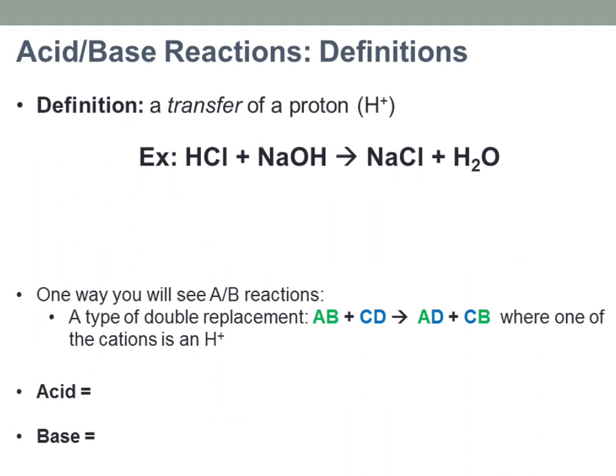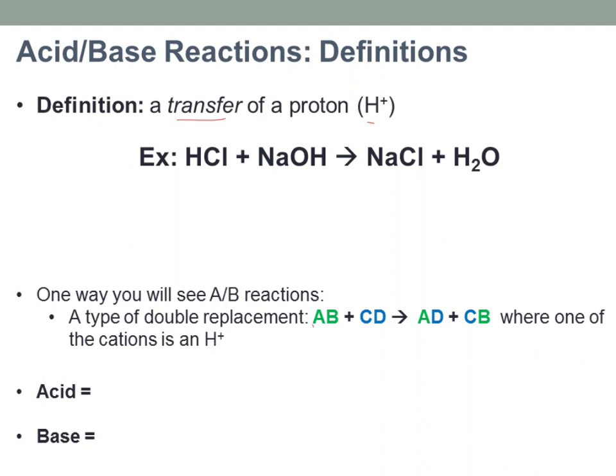So let's look at this a little bit more specifically. Here's a classic equation. Remember that we're talking about a transfer of a proton. That's the definition of an acid-base reaction. And so in this example, one of the ways that you're going to see acid-base reactions is as a type of double replacement reaction. And by double replacement, what I'm saying here is that you're going to take your two cations.